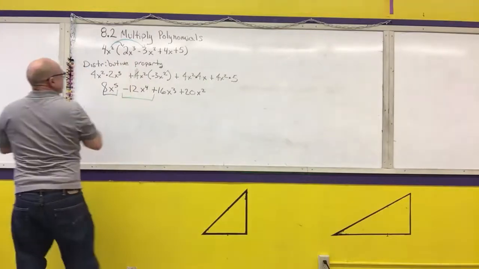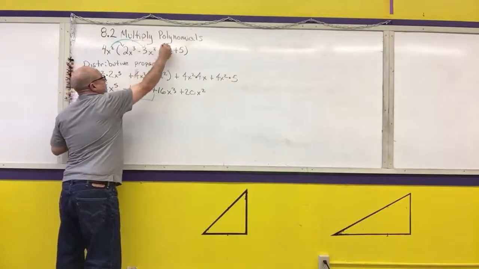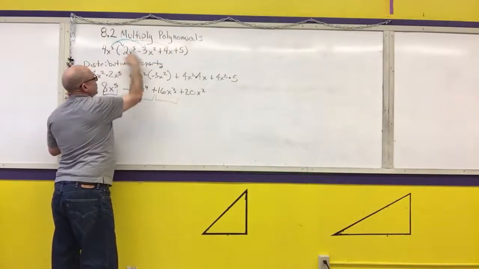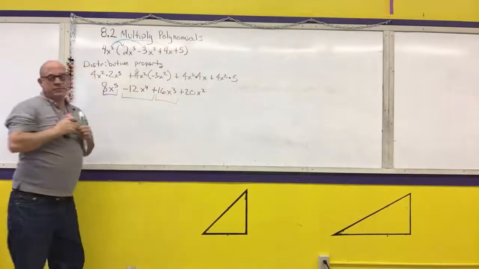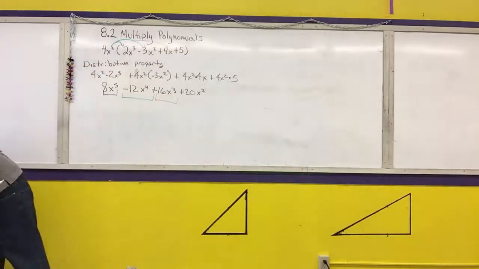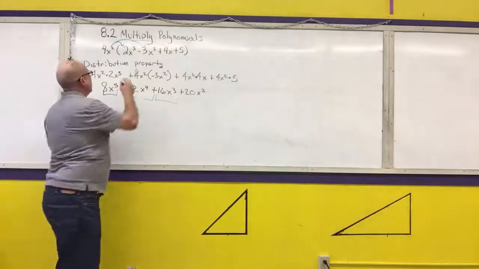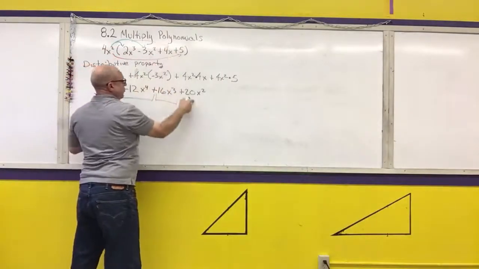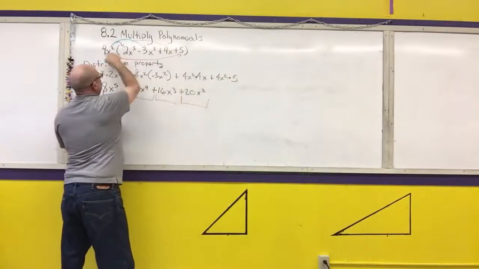Then our next term is 4 times 4 is 16. X squared times x is x cubed. And then the final multiplication I have is 4x squared times 5. 5 times 4 is 20. X squared.